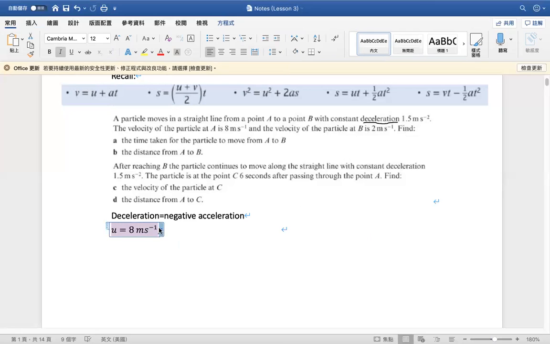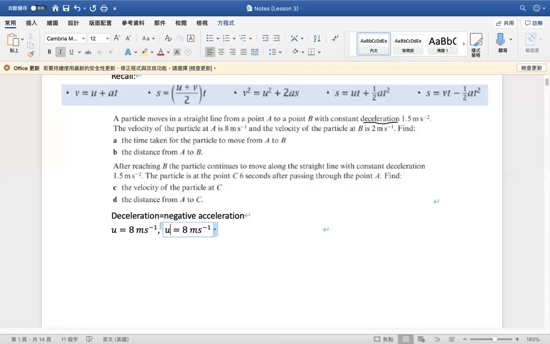By the way, I can't use the pen to draw something on the Word document, because I think there's some problem in my computer. Anyway, back to here.